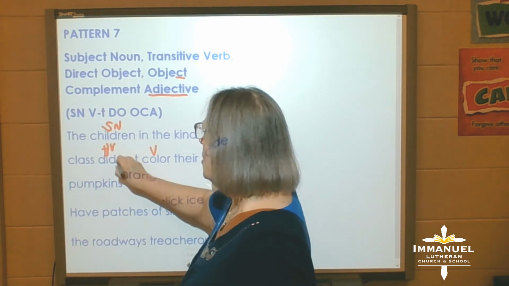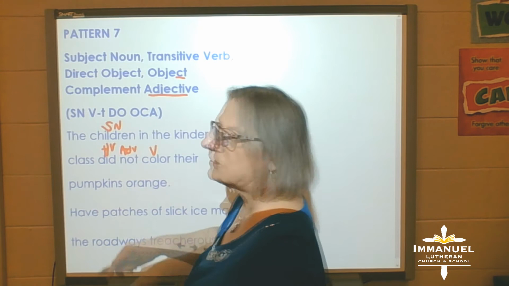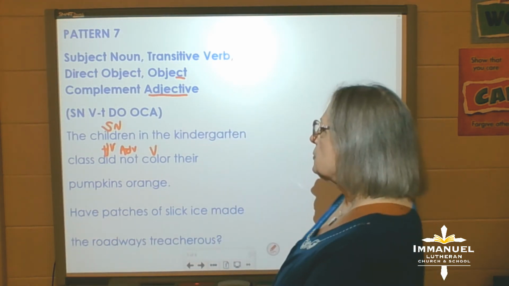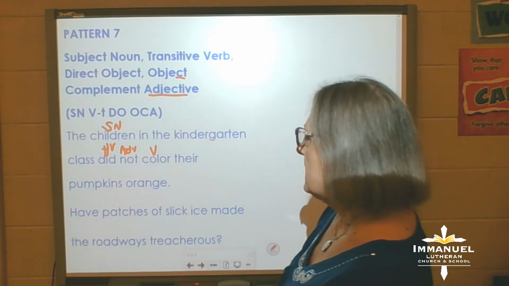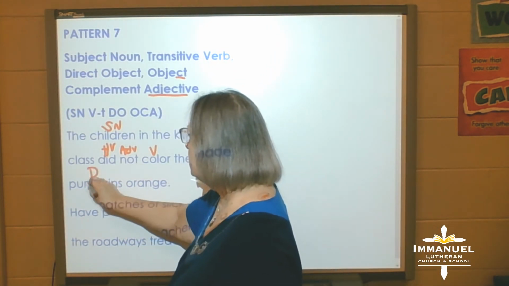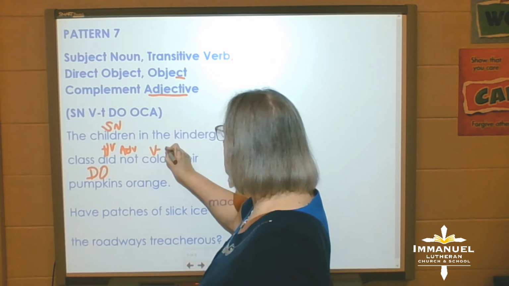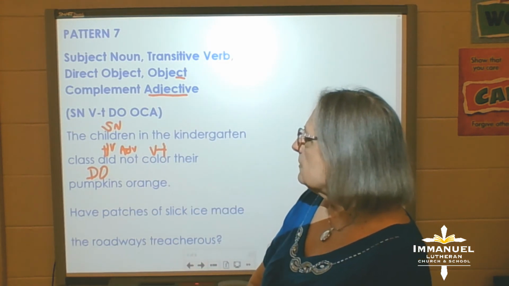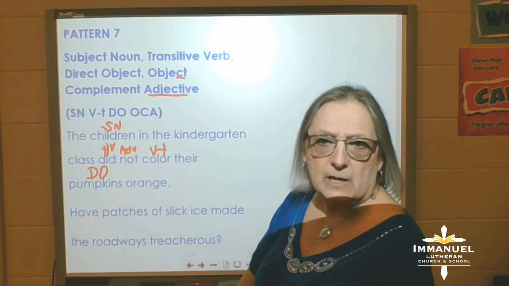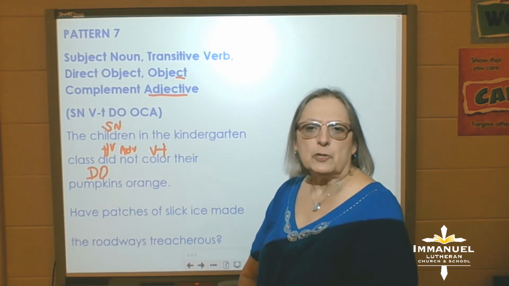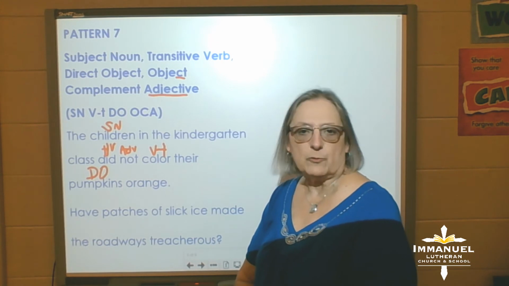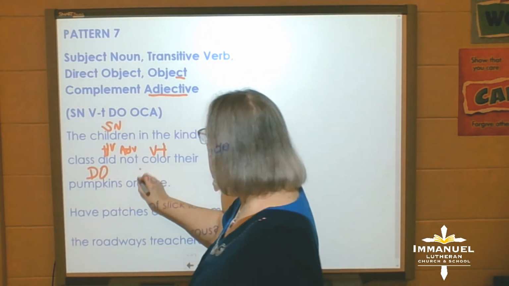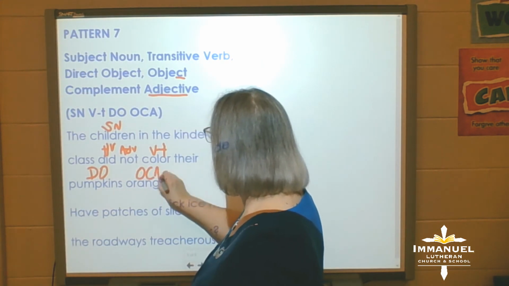Not is always an adverb. You can just fill it in, but don't mark it as a verb. It's always an adverb. Children did color what? Pumpkins. Pumpkins is not the same as children, so we have a transitive verb there. Children did color their pumpkins what? Orange. Now, is orange renaming the pumpkins or is orange describing the pumpkins? Well, it's describing the pumpkins. It's an adjective. So we say object complement adjective.